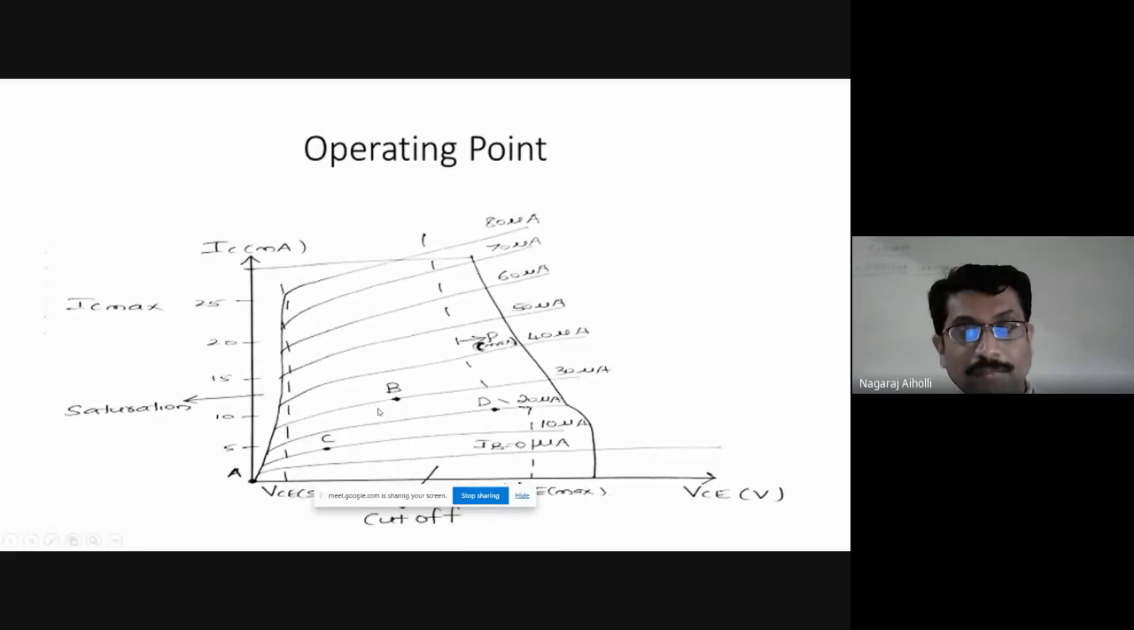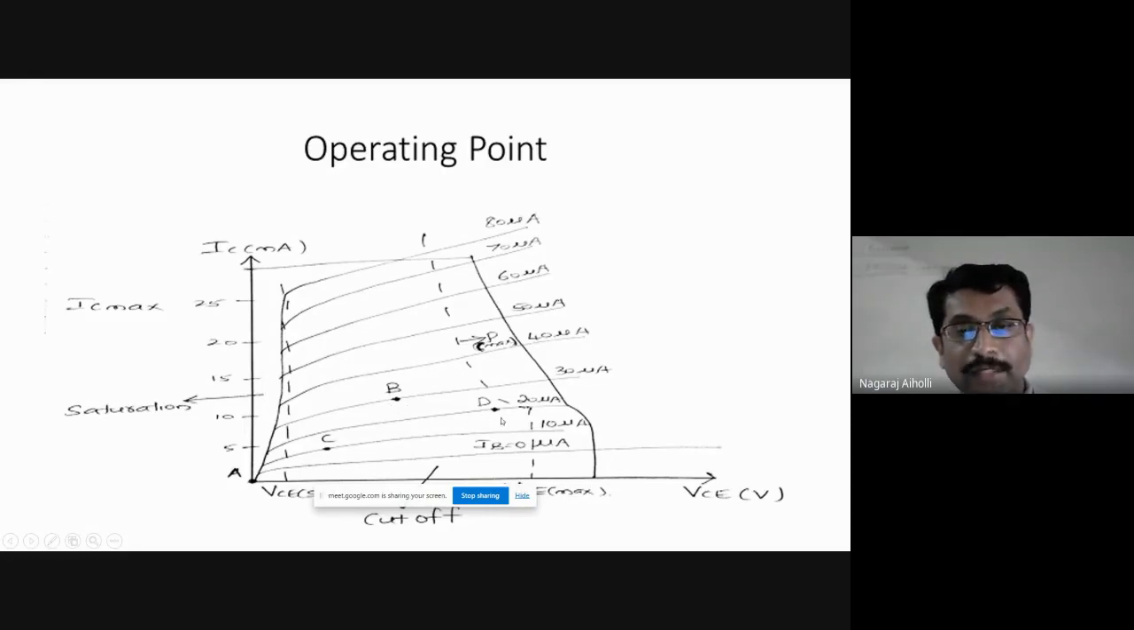Hence this operating point B is called the best operating point, because at this point there is constant gain. Gain is also constant. That is, the ratio of output voltage to input voltage is constant at this operating point B for the entire range of the applied input signal, and hence it is the best operating point.